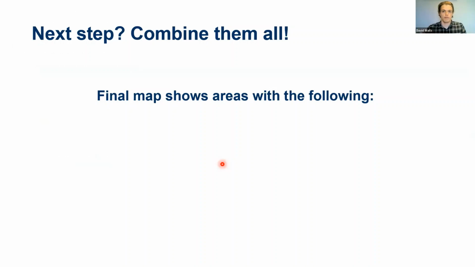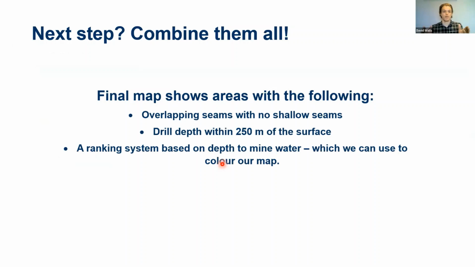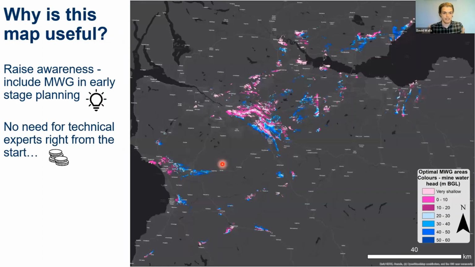So there's our 3 different maps made up of 4 different criteria, and we combine them all together to find one final map that shows areas of overlapping seams with no shallow seams, a drill depth within 250 meters of the surface, and a ranking system based on the depth to the mine water, which we continue over to color our map. And it looks something like this. Here you can see the biggest bulk of area is in the central coalfield around Motherwell, but there's feasible areas all through Fife, through Lothians, through Ayrshire coalfield, and even in Stirling and Clackmannanshire.